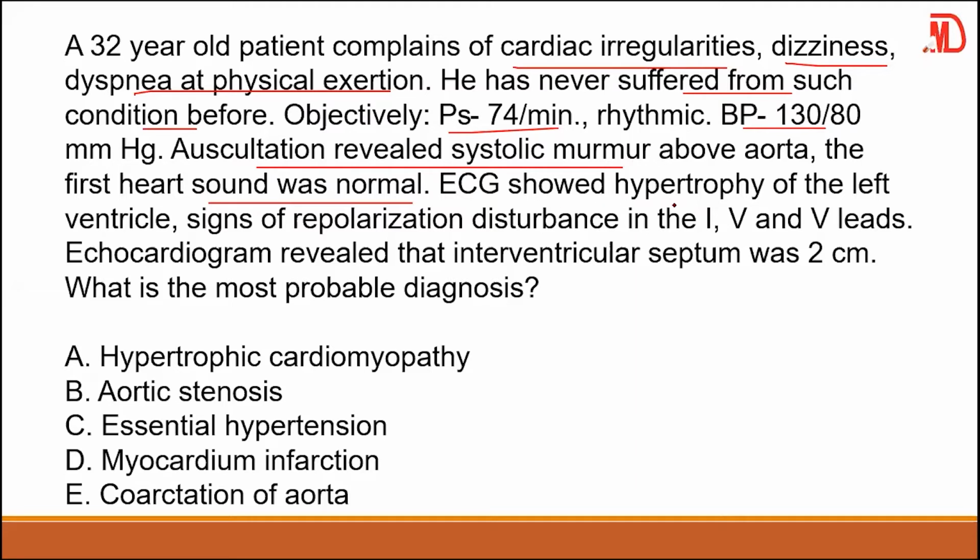ECG showed, guys, look, ECG is showing what? Hypertrophy of the ventricle. So this is where your answer is, hypertrophy. Signs of repolarization. But now I know you know what controls repolarization. Echocardiogram revealed that the interventricular septum was 2 centimeters, which means that it's also quite heavy or large. What is the most probable diagnosis? Like I said, your answer was rightly mentioned over here.